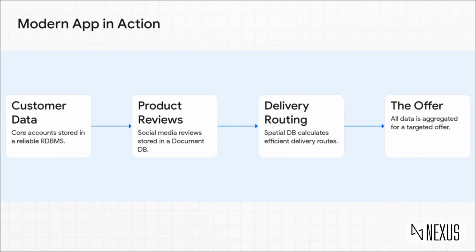Just look at how a modern e-commerce app might work. The supercritical customer account information lives in a good old reliable RDBMS. All the unstructured product reviews and comments, that's perfect for a flexible document database. And the delivery routes for the drivers, a spatial database handles that, no problem. Each system does what it's best at, and they all work together to create one seamless experience. That is polyglot persistence in action.